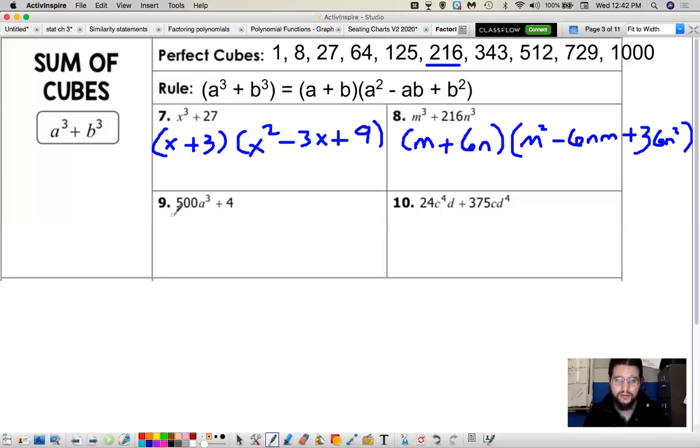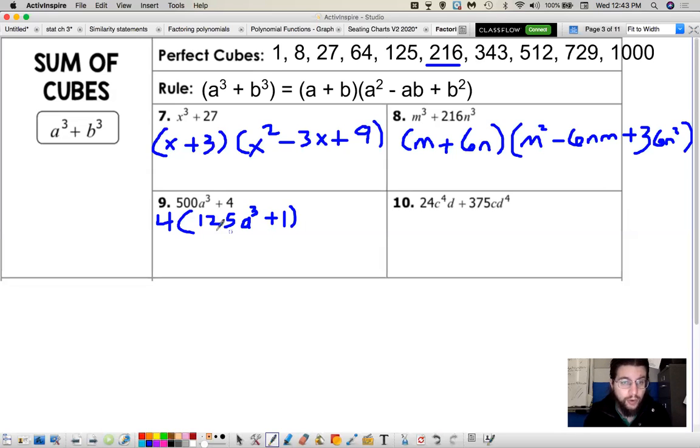Next on the list, got this guy going on. Aha, GCF, 4. Take it out of there. Because I was looking up here, 500 is not up there. What if I divide 500 by 4? I get 125. A cubed plus 1. Okay, that's the GCF. Am I done?